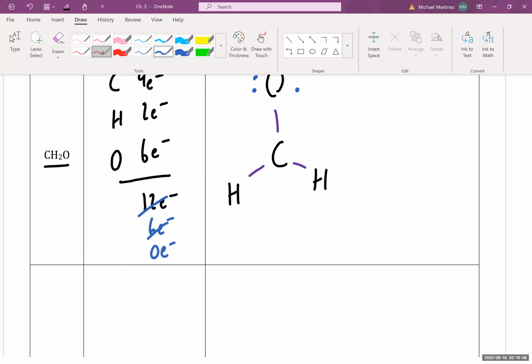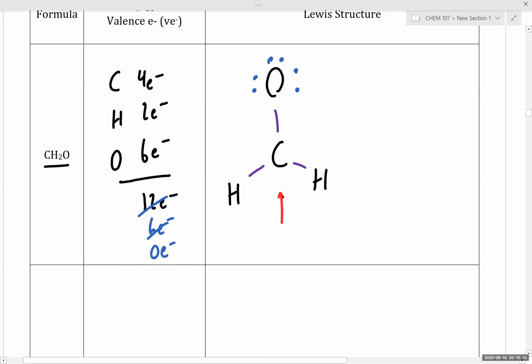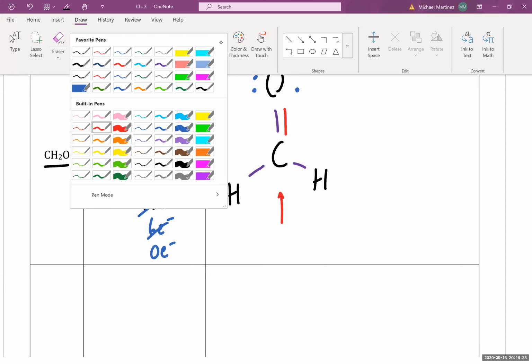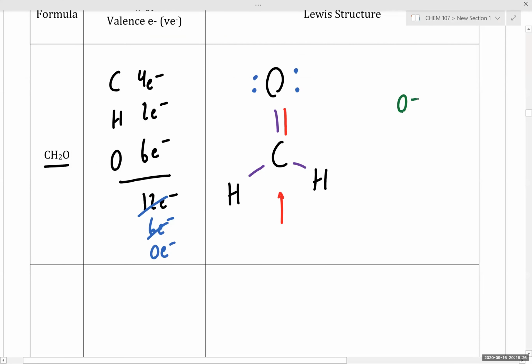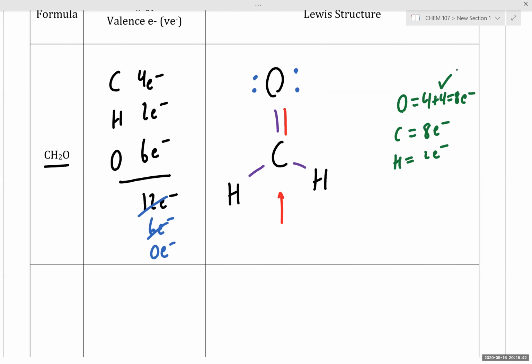Now, looking at carbon, does carbon have a complete octet? No. So what we're going to do is take a lone pair and convert it into a double bond. We've now used up all of our electrons, and now we can check. Oxygen has 4+4, or 8 electrons. Carbon has 8 electrons, and each hydrogen has 2 electrons. So we fulfilled the octet rule, and we fulfilled the complete valence shell for all of our atoms.